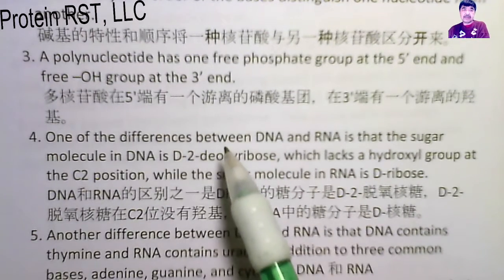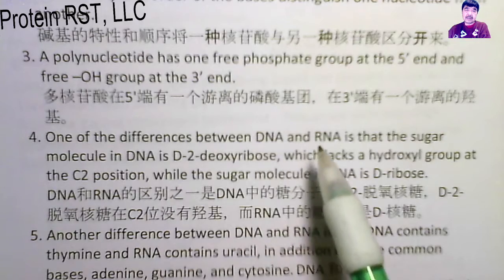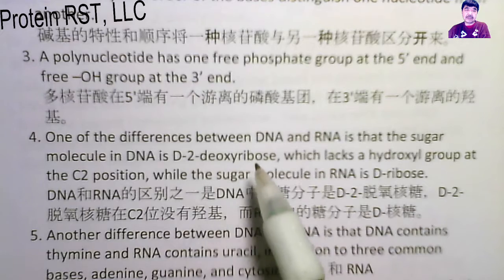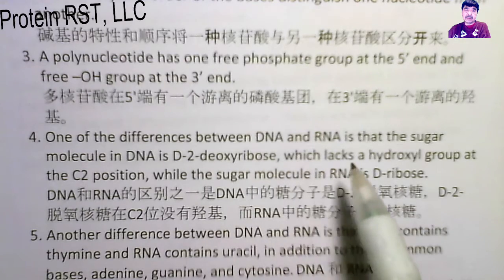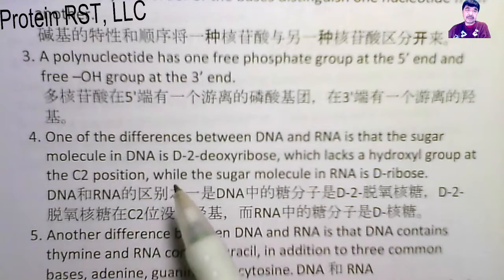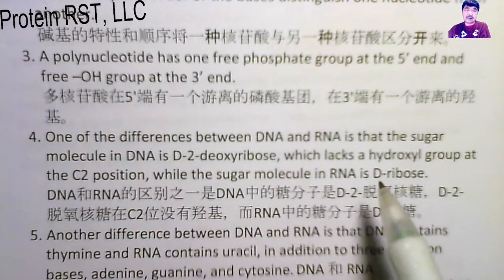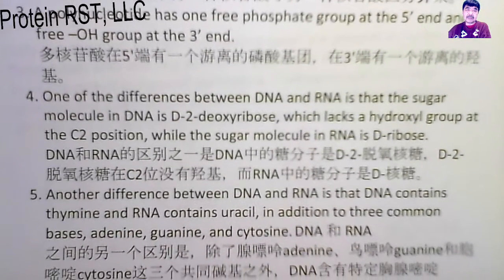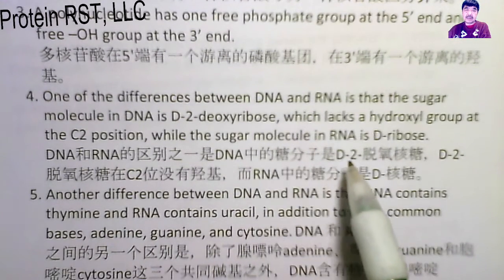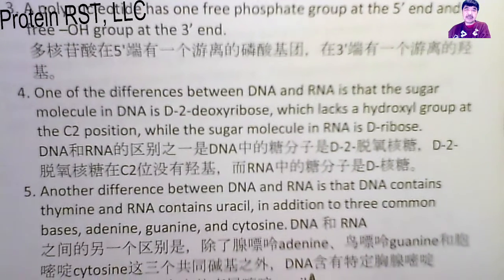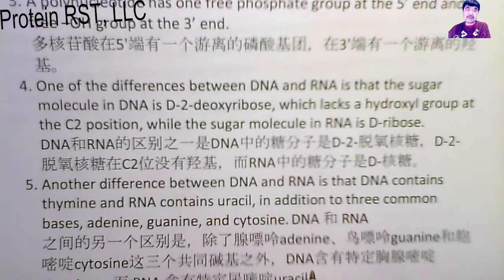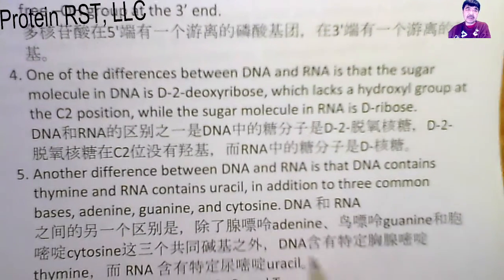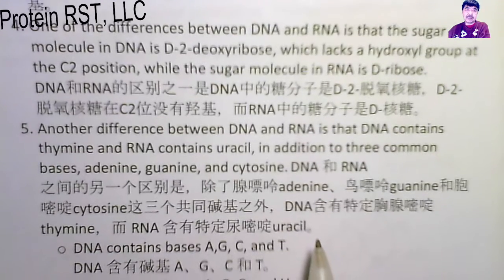One of the differences between DNA and RNA is that the sugar molecule in DNA is deoxyribose, which lacks the hydroxy group at the C2 position, while the sugar molecule in RNA is D-ribose.